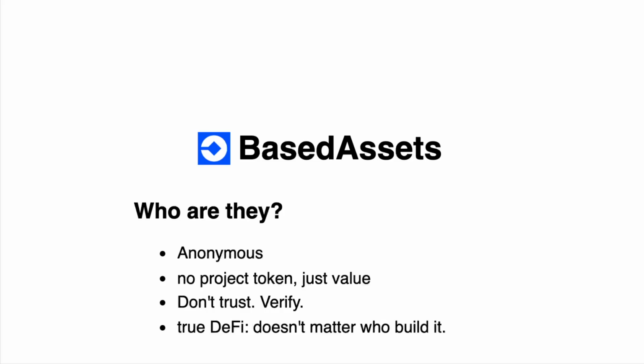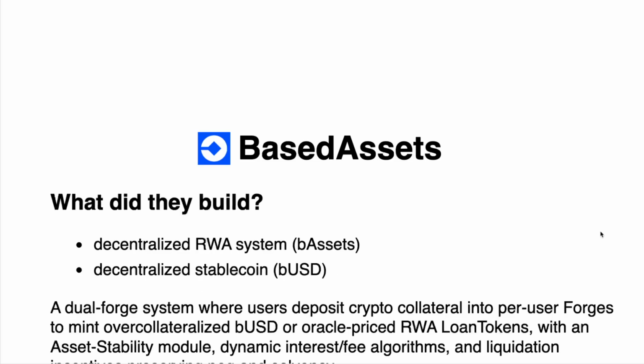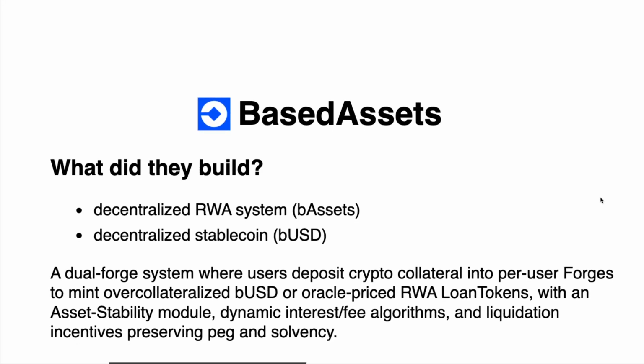Anyway, next step. What did they build? In short, they built a decentralized real-world asset system, which produces based assets, and that also includes a decentralized stablecoin, which is the BUSD, so based USD. Why based? Because they are on Base, so it's kind of a catchy name to say based assets on Base.